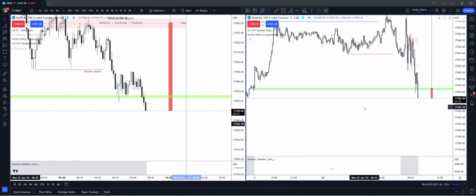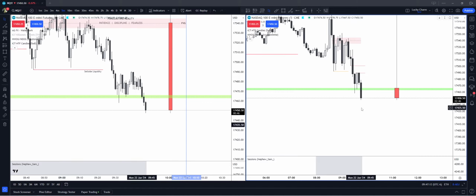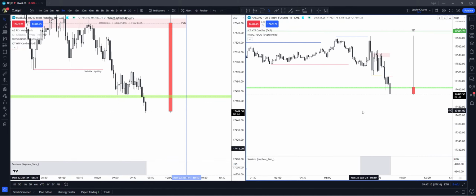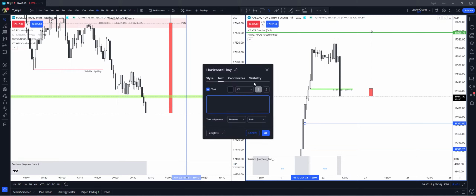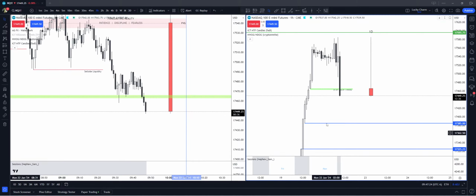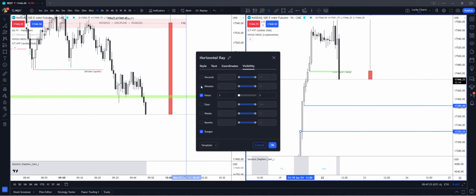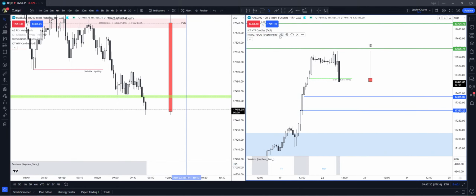About 3 minutes until the macro. As I said, if we really want to sell off in here today, then I would just be looking at this 1 hour inefficiency down here. That's the only thing that I can see price would want to reach for.